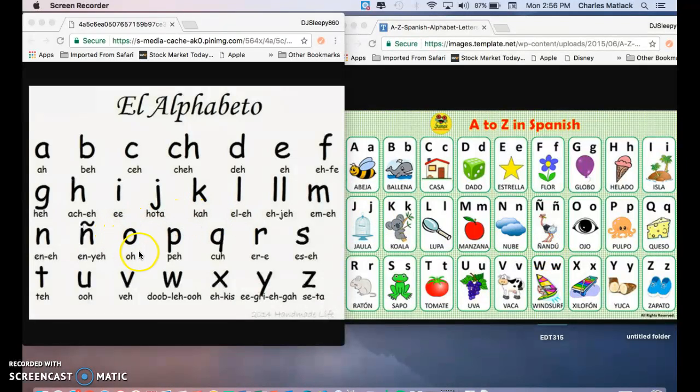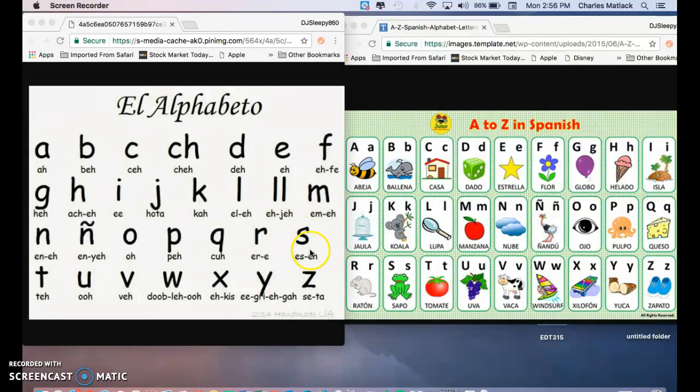O, ojo. P, pulpo. Q, queso. R, ratón. Now also, I don't know why it's not here, but we have the two R's, the doble R, which is pronounced R, where we have to roll our tongue. So I don't know why that's not there, but we'll include that.